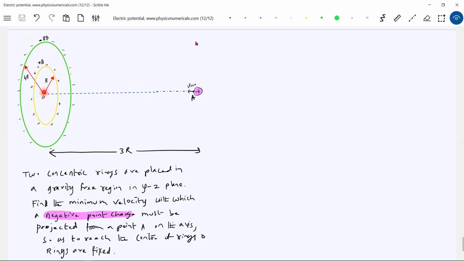Agreed. Now, what is it telling? At a distance 3r, with what minimum velocity should a negative point charge be projected so that it can reach the center of the ring.